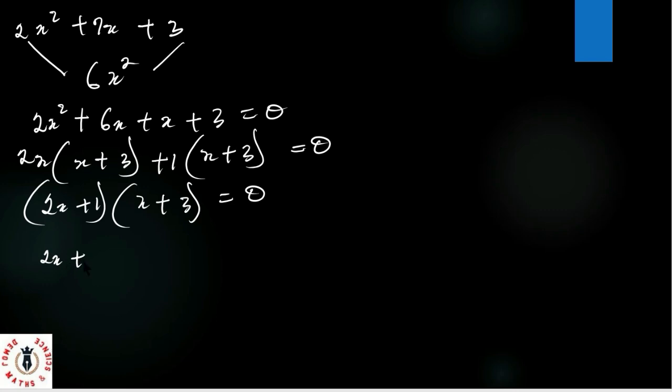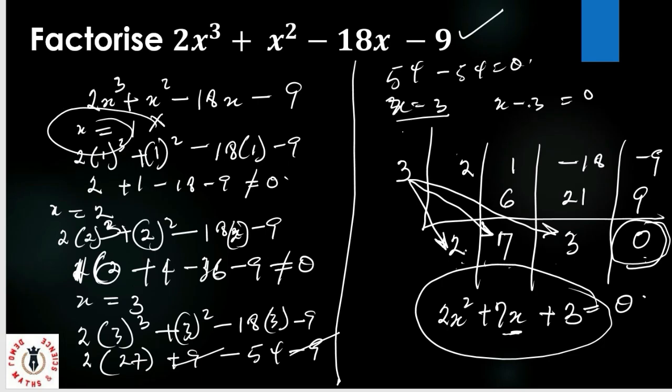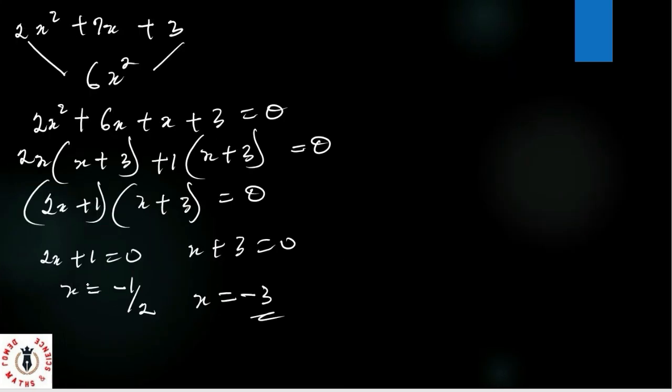Obviously, 2x + 1 equals 0, so that x equals minus half. x + 3 equals 0, so that x will be equal to minus 3. Now, with this, we can see the 3 roots of this equation, because the third root is the x equals 3 we got initially. We can just add that to this, so that x also equals 3. So we have the 3 roots.